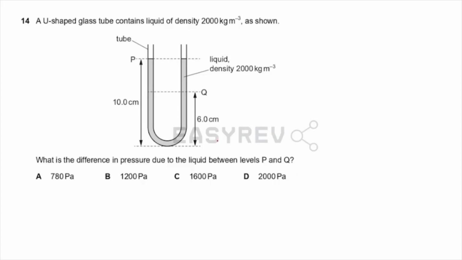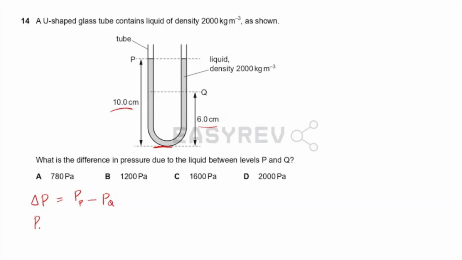Now to find this difference in pressure, we remind ourselves that the liquid between levels P and Q will exert a pressure at the very bottom due to these columns of height 10 centimeters and 6 centimeters. This difference in pressure can be found by simply calculating the pressure due to the liquid level P, minus the pressure due to the liquid level at Q.